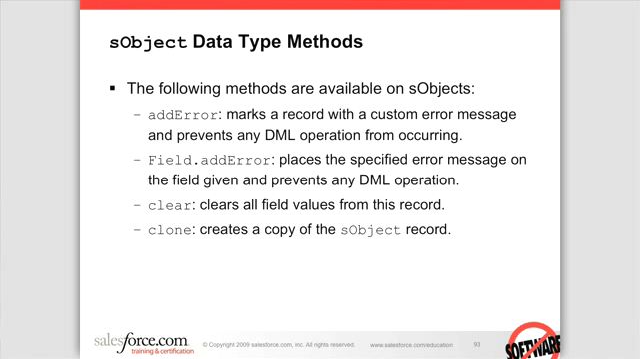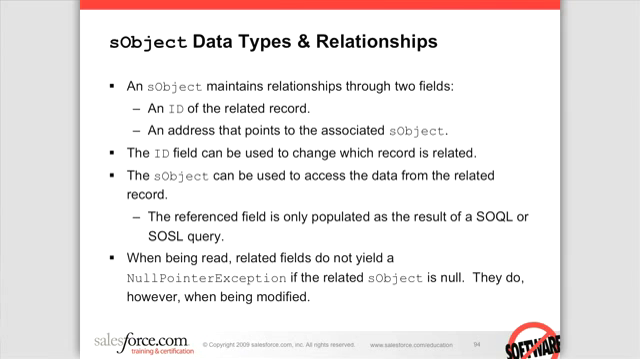There's clear, which clears out all the values. And then clone, which creates a copy of this record. There are actually a number of different versions of this. They do shallow clones and deep clones. In other words, do you copy the underlying values? In addition, there are two versions of the deep clone method: do we want to copy over the record ID, or do we not want to copy over the record ID? We can then insert that new copy as essentially a clone of the original.